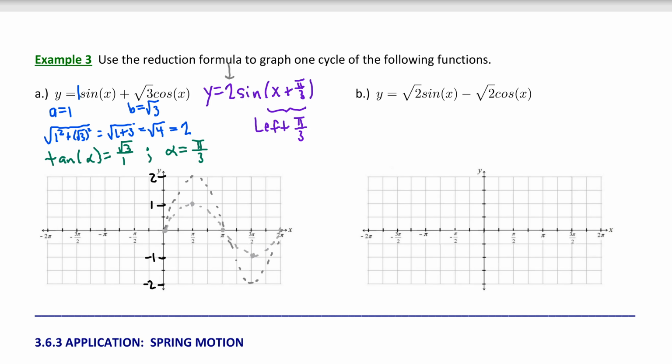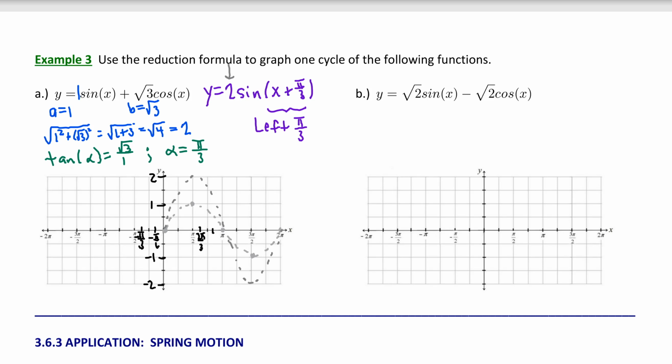To complete the graph, we can move each of those key points to the left by pi over 3 units. So pi over 3 units to the left of 0. Notice here this would be negative pi over 6, and this would be negative pi over 3. Pi over 3 units to the left of pi would end up right here, which would be 2 pi over 3.